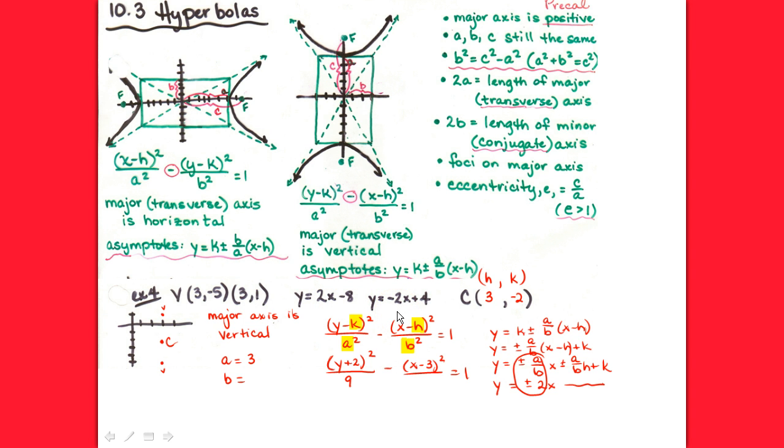Now, let's think about this for just a second. When my major axis is vertical, these are the equations for the asymptotes right here. Y is equal to K plus or minus A over B, times X minus H. If you go through and distribute that A over B to the X and to the H, you can also move the K to the end. So that's what I did. I moved the K to the end, and then I distributed the A over B to everything in parentheses. So this is what I've got right here.